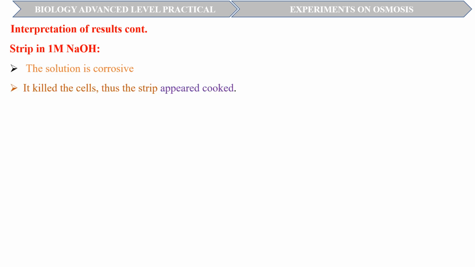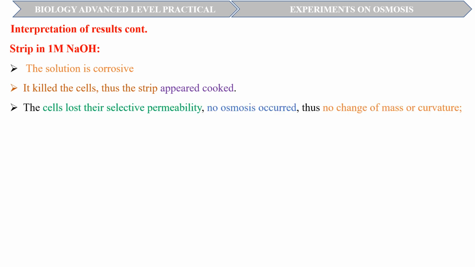For the 1 molar sodium hydroxide solution, the solution is corrosive. It thus killed the cells, making the strip have a cooked appearance. The cells lost their selective permeability due to denaturation of the cell membrane and its transporters. No osmosis occurred, and there was no appreciable change of mass and curvature. This setup served as the control, as the cells were killed and no evidence of osmosis was observed. That is, no change in curvature or mass of the strip.